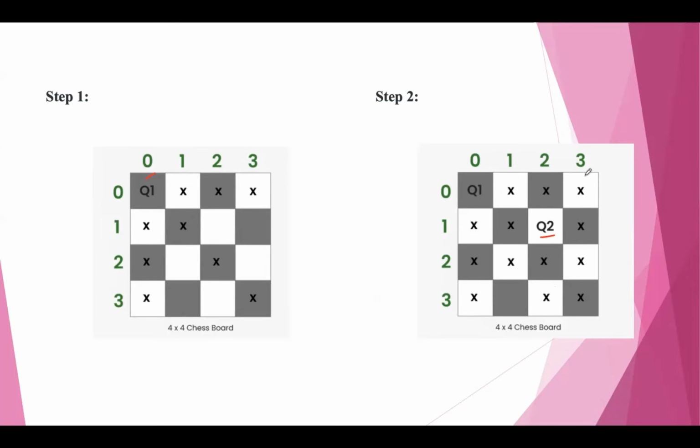And at row 2, there are no cells which are safe to place Q3. So here at row 2, there is no safe place to place this Q3. So backtrack and remove this Q2, because almost all cells are filled with X. So better to backtrack and remove this Q2 from cell 1, 2.